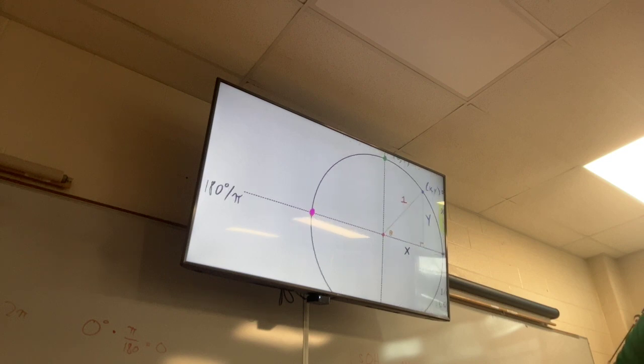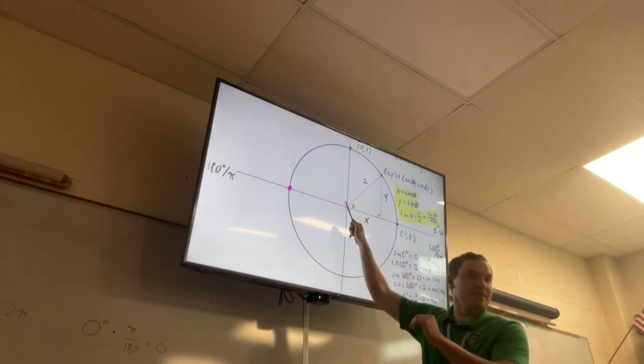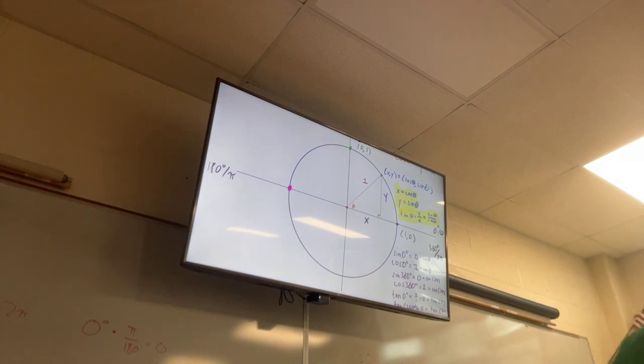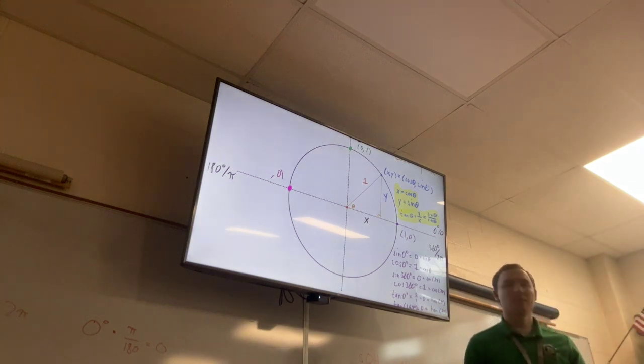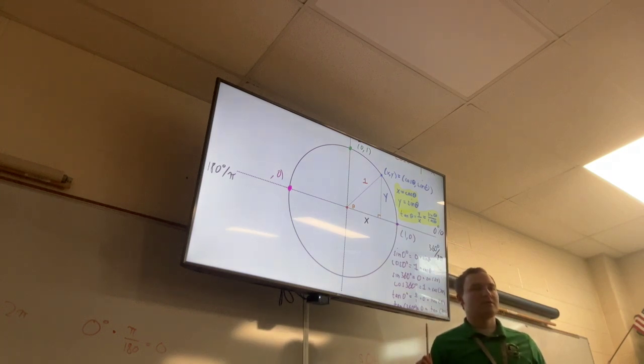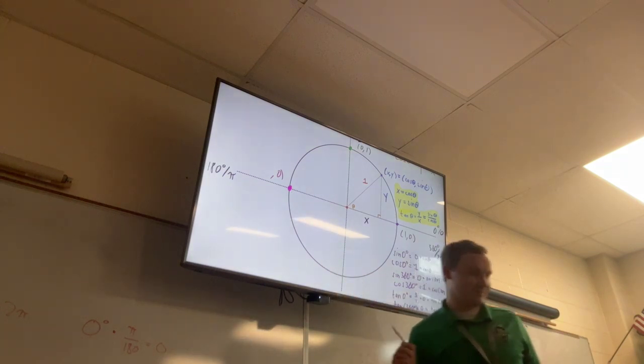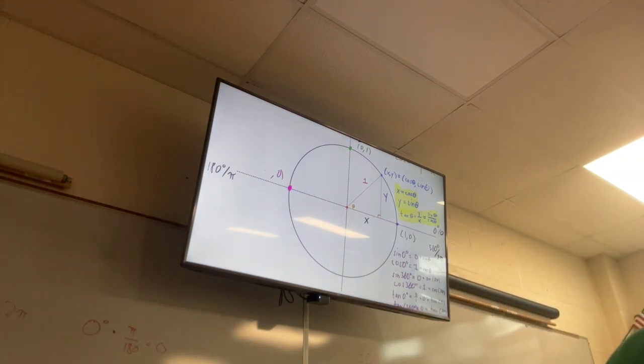What point is that? If I start, did I go up or down at all to get to this pink point? No. So my y-coordinate is 0. What's my x-coordinate? Where did I go? From the origin to that pink point, where did I go? Yeah, I went to the left 1. Okay? It's a unit circle. So it's going to be -1, comma 0.